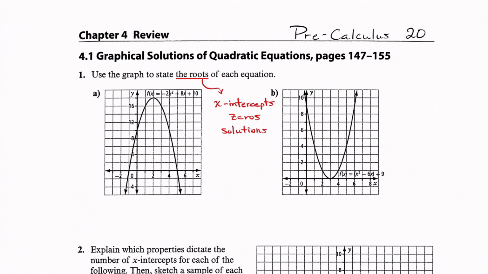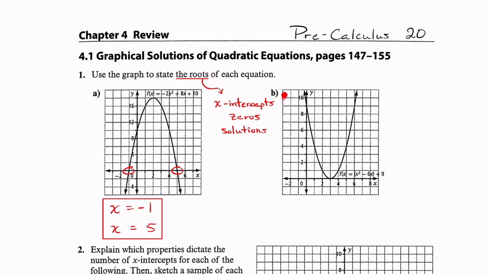So roots, they can be called x-intercepts, zeros, or solutions, those all mean the same thing, and I can see the two right here on my graph, so I can see the one is at -1, so I'm going to write x is equal to -1. And then the other one there was at 5, so x equals 5. And those are your two solutions.